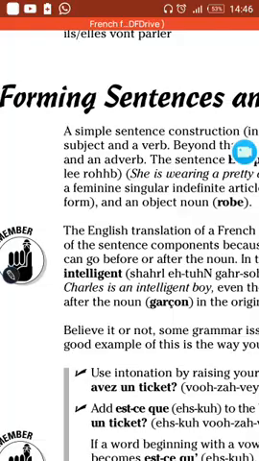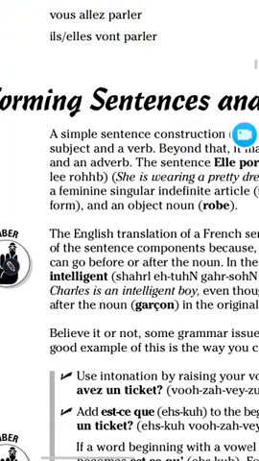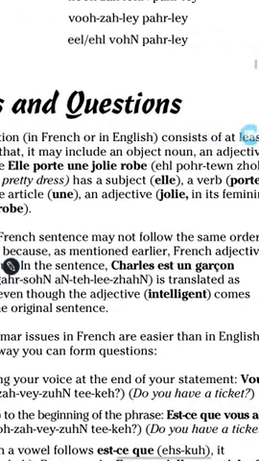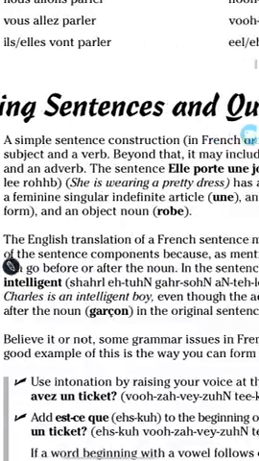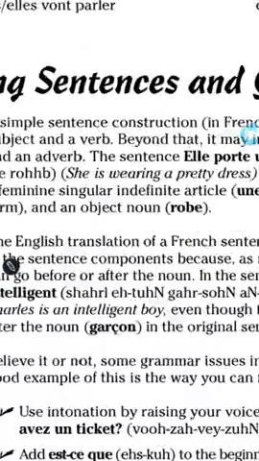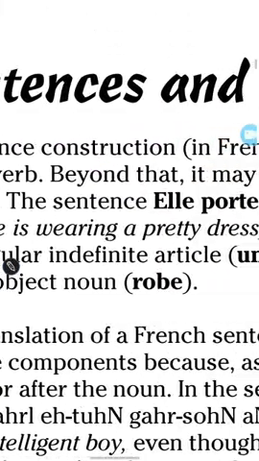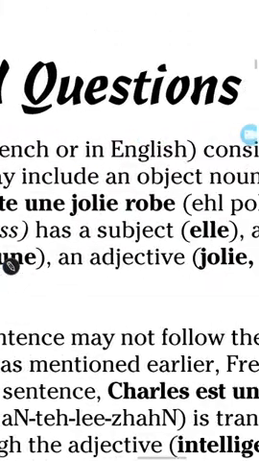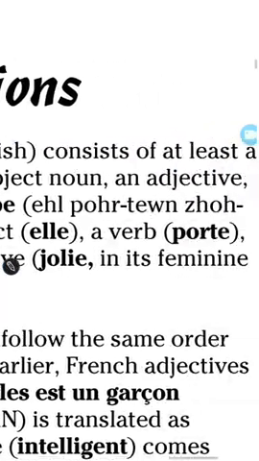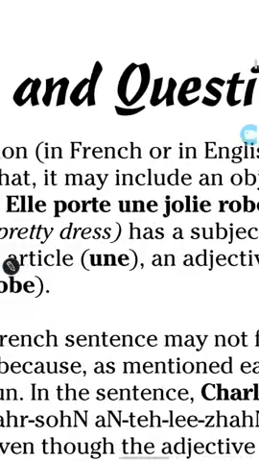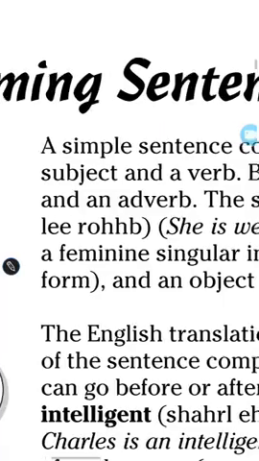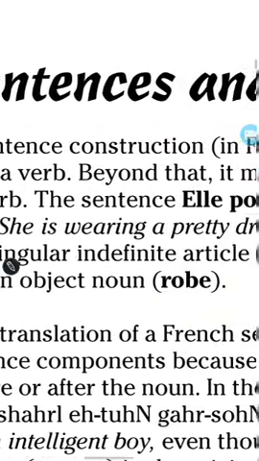This is how to form some sentences and questions in French. A simple sentence construction in French or in English consists of at least a subject and a verb. Beyond that, it may include an object, noun, an adjective, and an adverb.